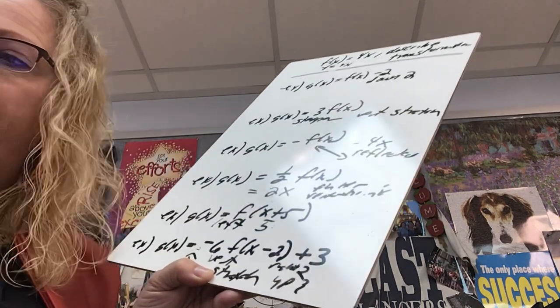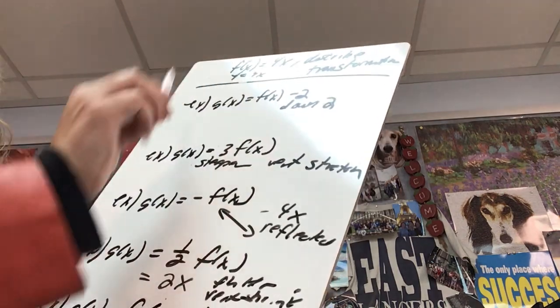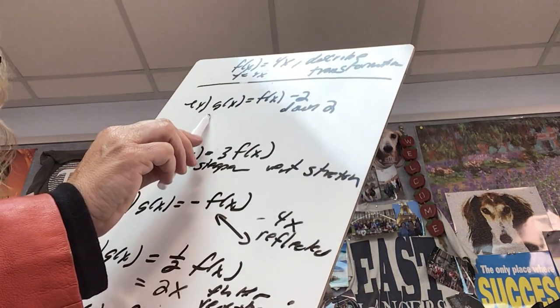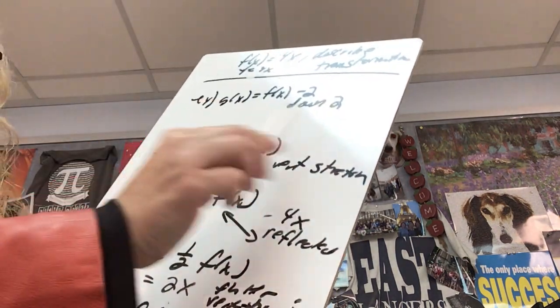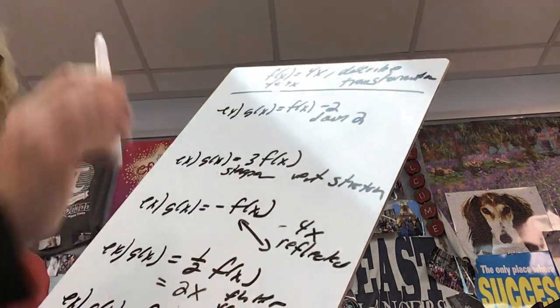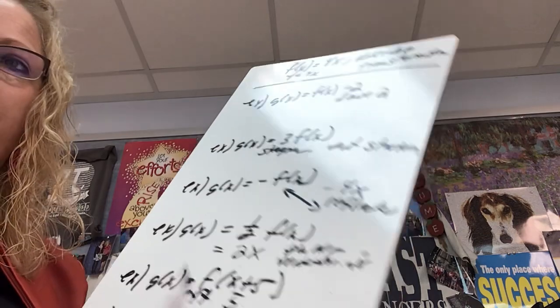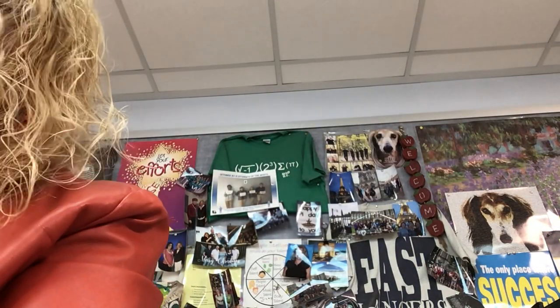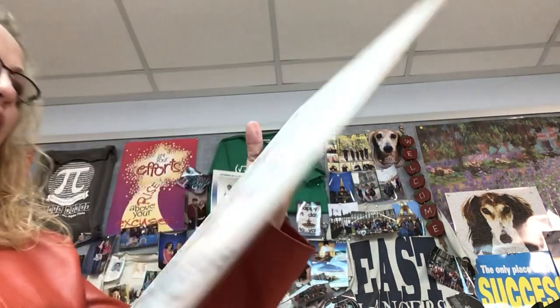So don't let the f of x and g of x confuse you. Do you guys understand that f of x is just a way to say y equals 4x, and the g of x is just a way to say, oh, I'm changing that by changing the equation. So f of x is like your old, g of x is like your new, or your transformed. Okay, so now let's take a look at some questions that were similar to the book.